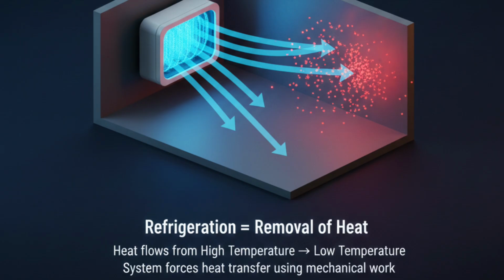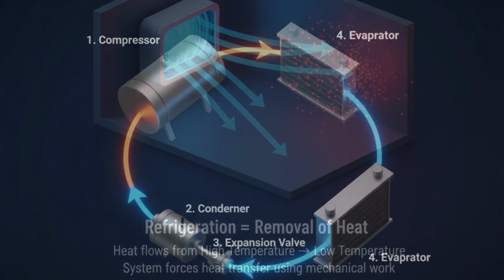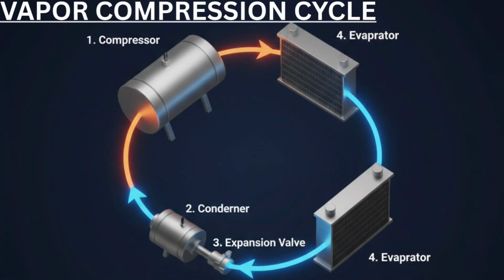The evaporator coil inside the room absorbs heat from the surrounding air. The refrigerant inside the coil evaporates and carries that heat away. This continuous removal of heat lowers the temperature of the space. So the basic principle is, heat removal equals cooling effect. This same principle is used in household refrigerators, industrial chillers, and even massive marine air conditioning plants. Now let us understand the complete cycle that makes this possible.